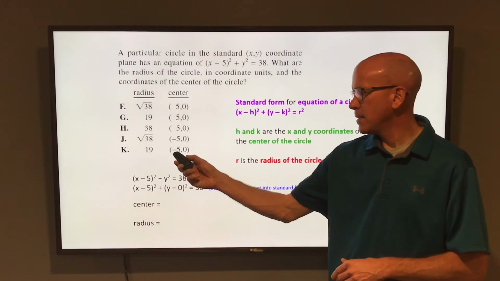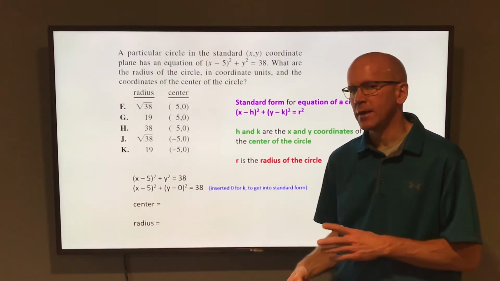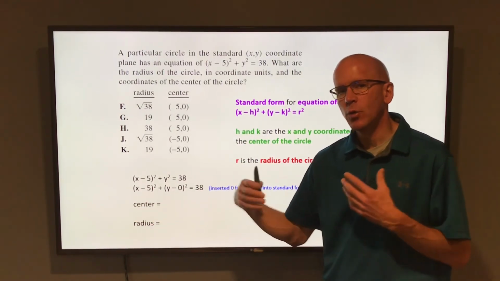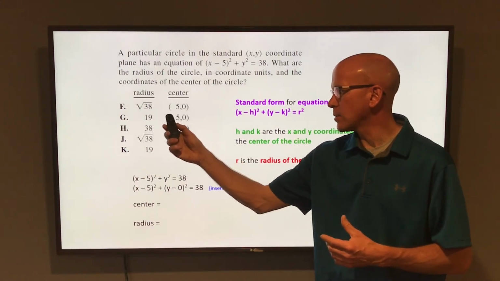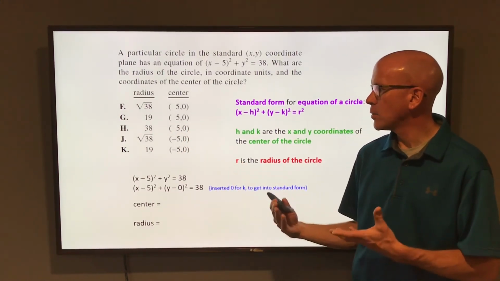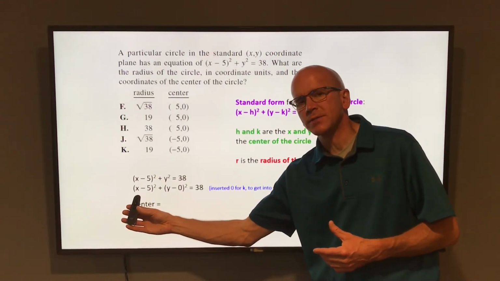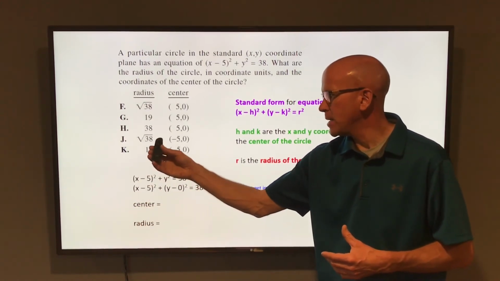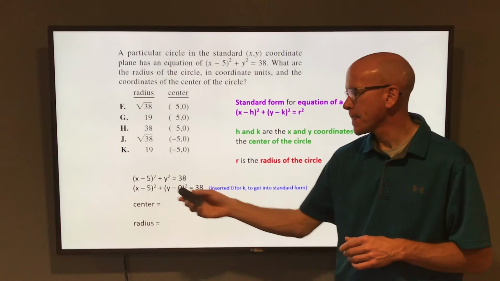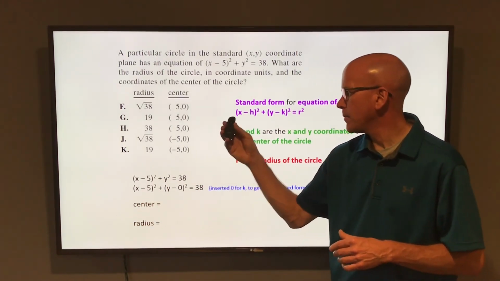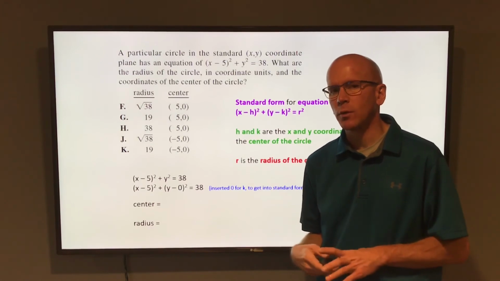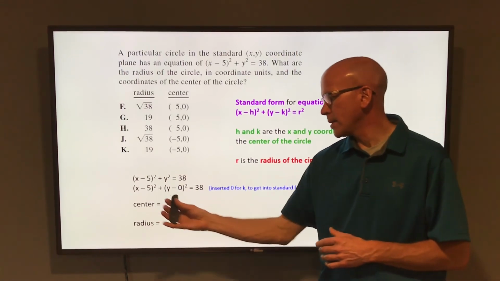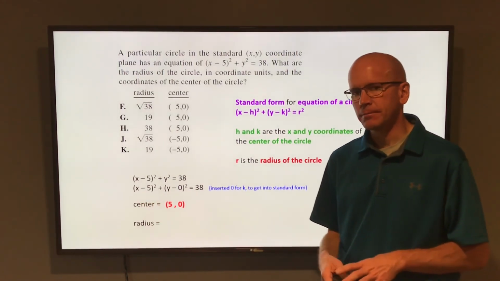And notice these two choices here have -5 as the x-coordinate. That's not the one we're looking for. If it's in the form of x minus h, such as x minus 5, then your x-coordinate for the center would be at 5. So it's either going to be f, g, or h. Now, how would you have an x-coordinate of -5? Well, if that was x plus 5 squared, then your x-coordinate would be -5. So if that was written as x plus 5, it would be either j or k. But that's not the case here. X minus 5 squared, x minus h squared means your x-coordinate for the center is at 5. So it's either f, g, or h. Y-coordinate is, of course, 0. So the center is at 5, 0.